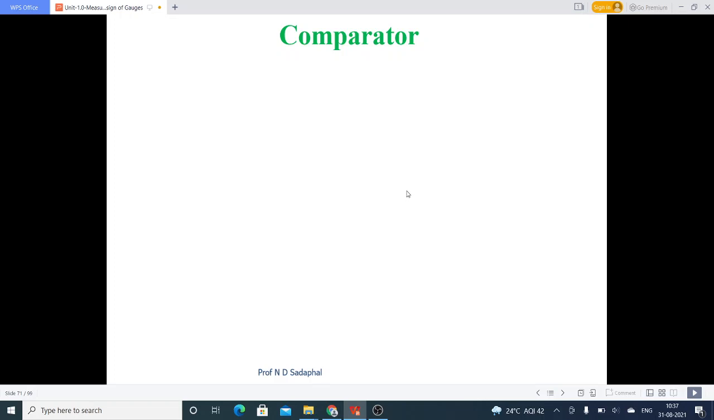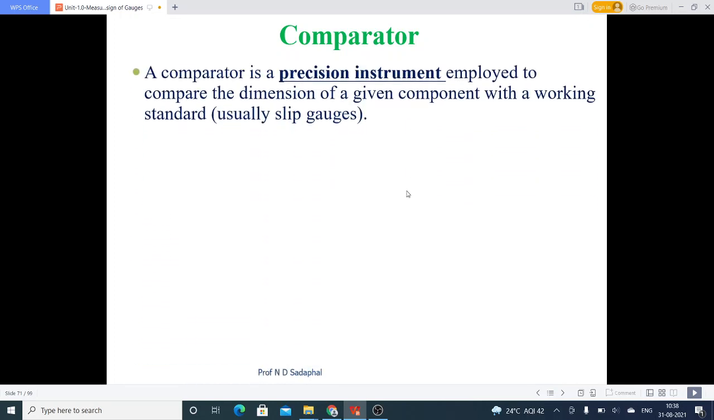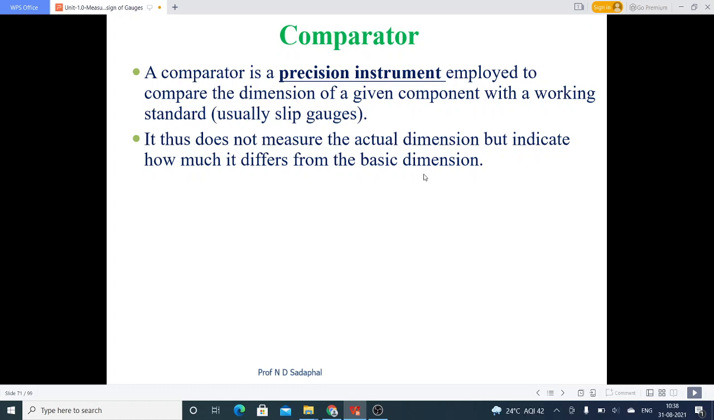Hello student, in this video we are going to learn about comparators. So what is meant by comparator? A comparator is a device or a precision instrument used to compare the dimension of a given component, a given workpiece, with the working standards. So when we are comparing our component with the standard component using that instrument, the process we are doing is called comparator.